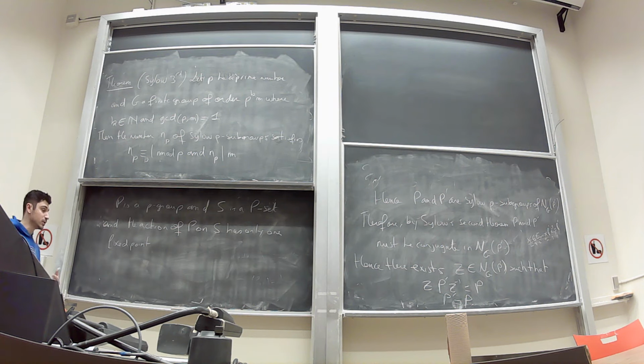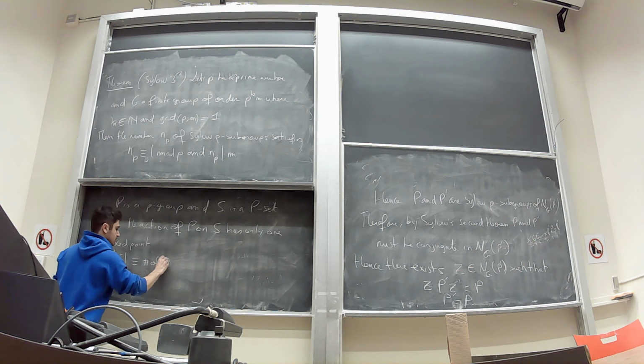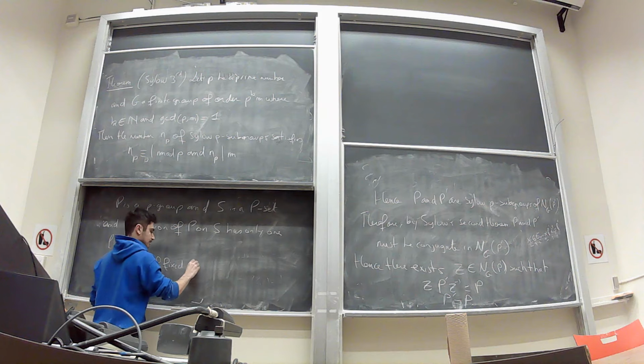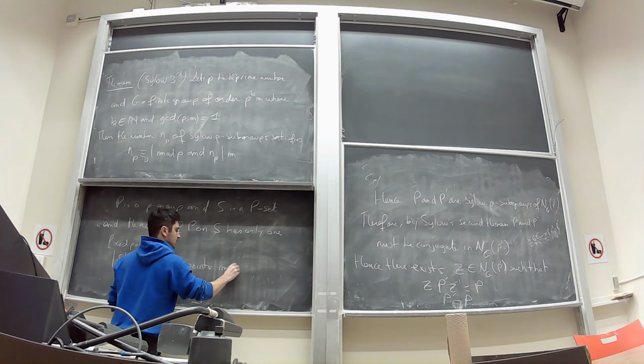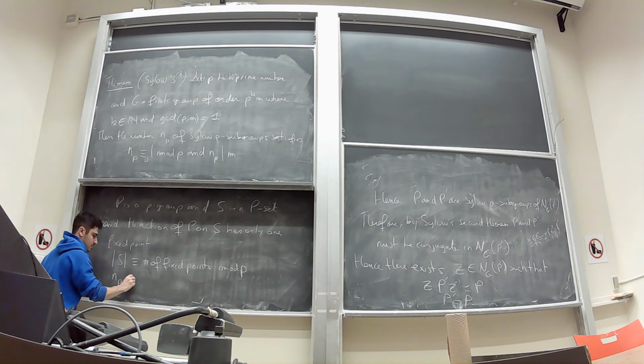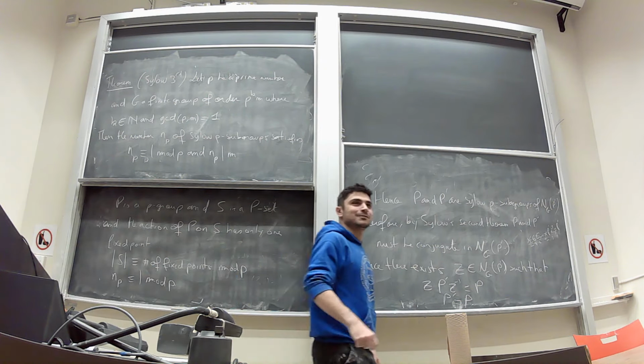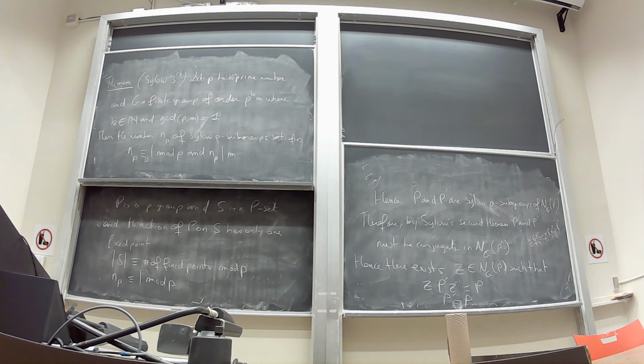Now, by a class theorem, we know that the size of S is congruent to the number of fixed points mod P. How many fixed points do I have? One. And the size of S is just the number of Sylow P subgroups. Right? The size of S is just NP, and NP is congruent to 1. Are we good here?